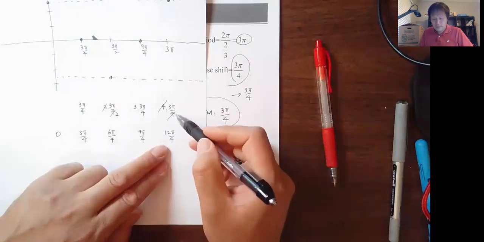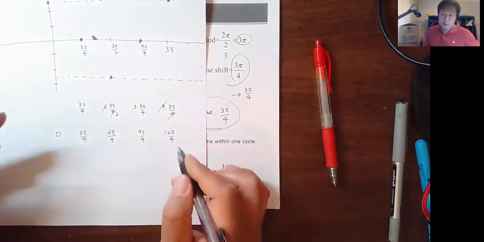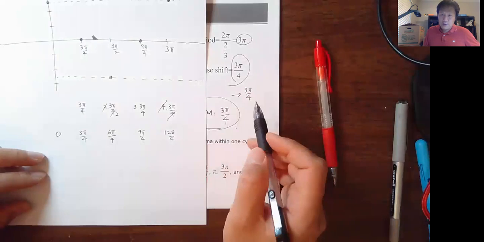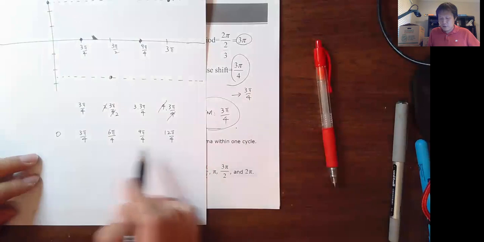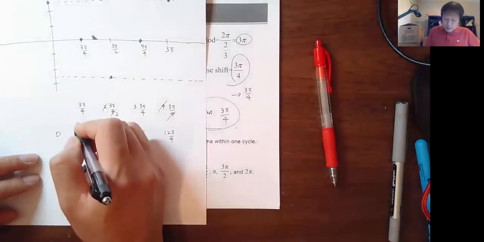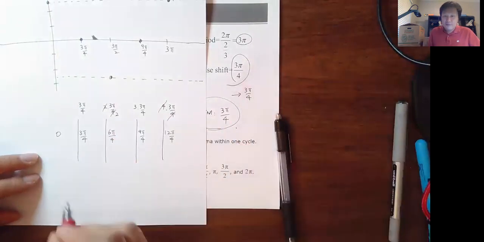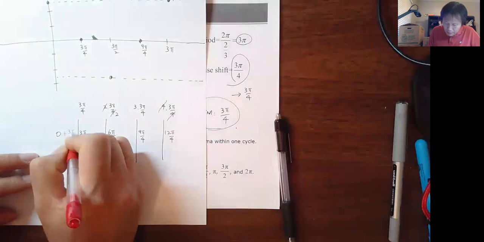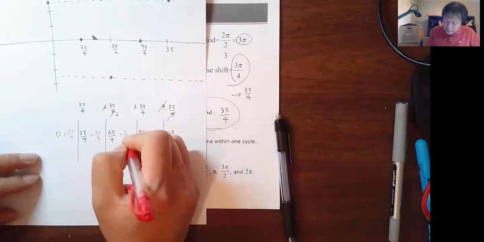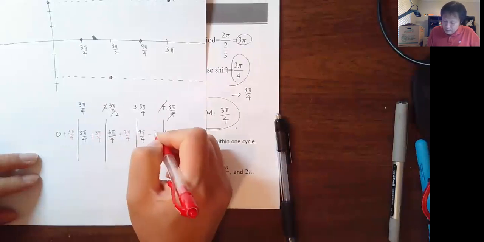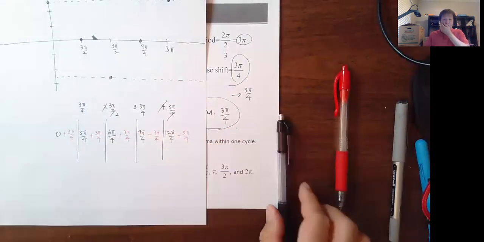Before you simplify here, do you see 4 times 3? Why am I leaving it like this? Because you have to do subtraction here. Actually, addition, because we are moving 3 pi over 4 to the right. So for all x values here, you will have to add 3 pi over 4 to every x value.